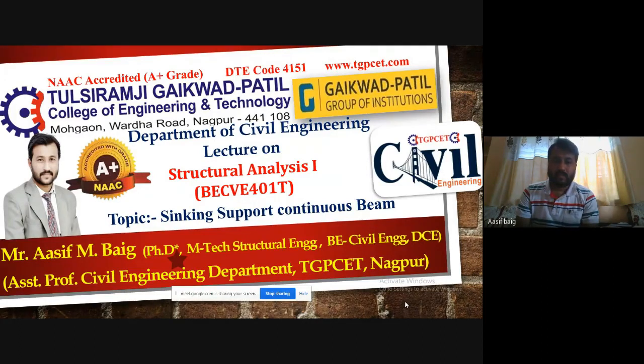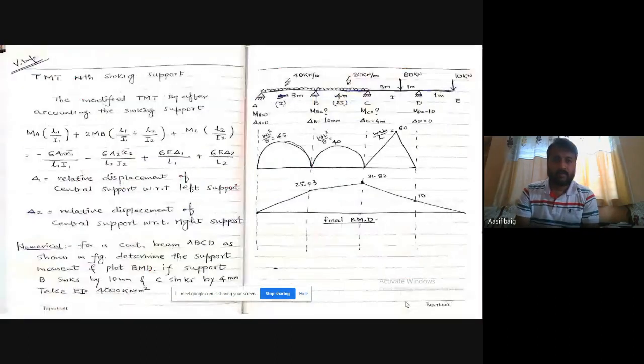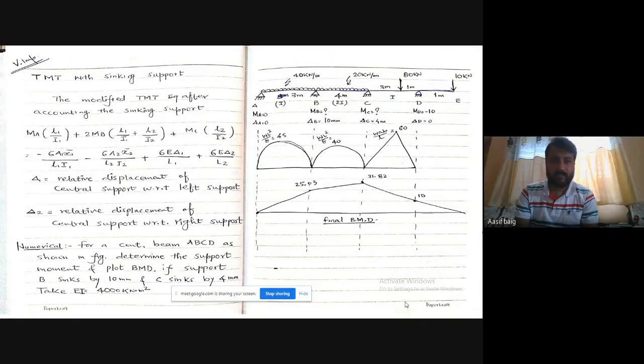So friends, today we will see sinking support continuous beam under three moment theorem. So, three moment theorem with sinking support: what happens if the support is settled down due to the external loading? The equation will have some changes, and the equation is MA L1 by I1 plus twice MB (L1 by I1 plus L2 by I2) plus MC into L2 by I2 is equal to minus 6A1 X1 bar divided by L1 I1 minus 6A2 X2 bar divided by L2 I2.